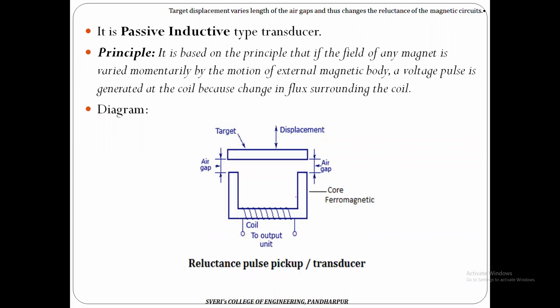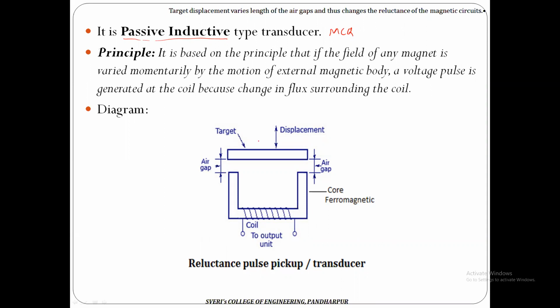If you read it, the first line is very important for MCQ type questions. The reluctance pulse pickup is a passive inductive type of transducer. Now see what the principle is. It is based on the principle that if the field of any magnet is varied momentarily by the motion of an external magnetic body, a voltage pulse is generated at the coil because of the change in flux around the coil.